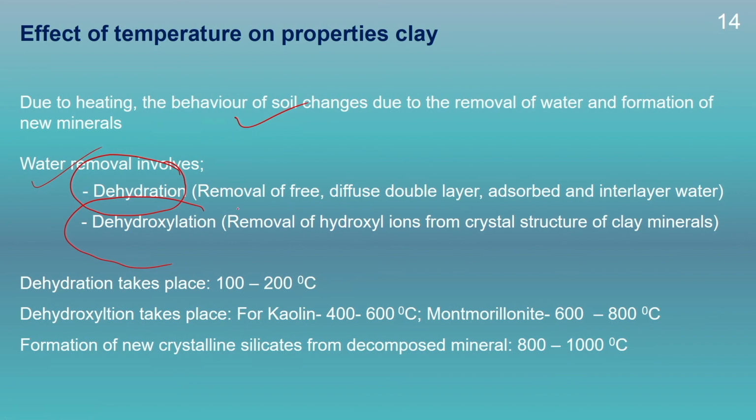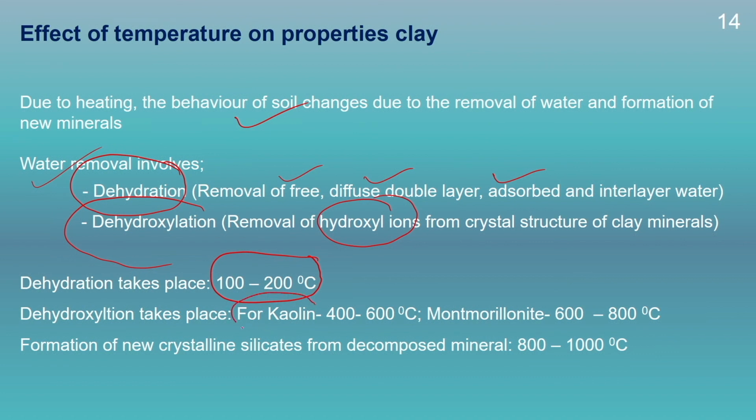In the dehydration process, the removal of free water, diffuse double layer water, adsorbed water and interlayer water takes place, and generally this dehydration process takes place around a temperature of 100 to 200 degrees centigrade. Whereas in the dehydrogenation process, it removes the hydroxyl ion from the crystal structure of the clay minerals, and depending on the clay type, this dehydrogenation takes place at different temperatures.